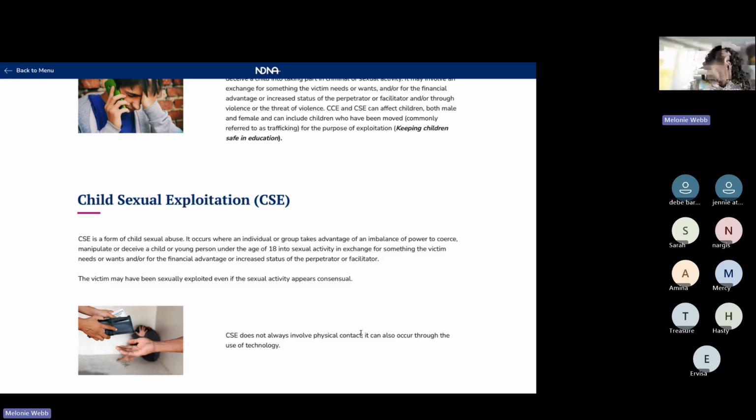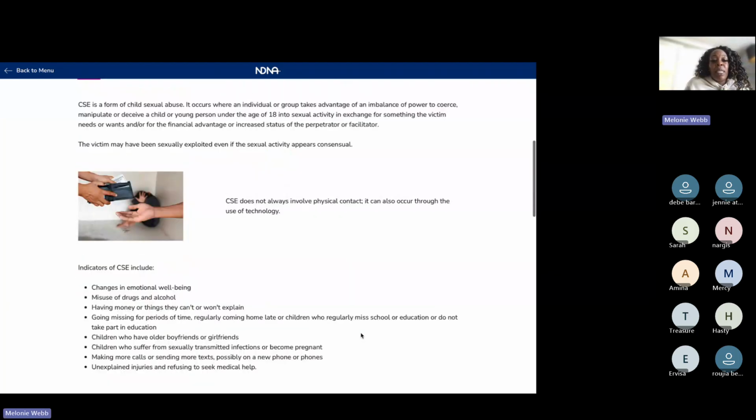Monetary things. It becomes sexual exploitation because that person is taking advantage of them while they're under the age of 18.